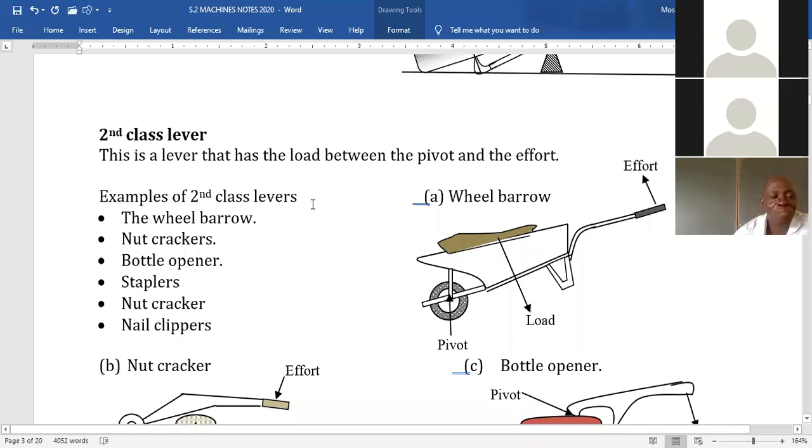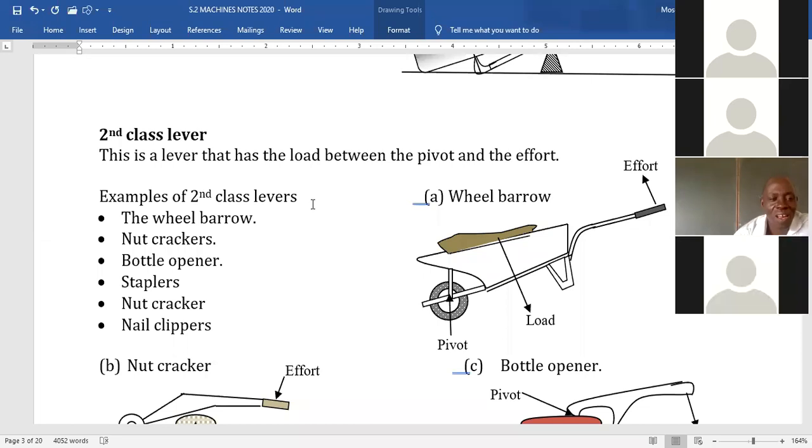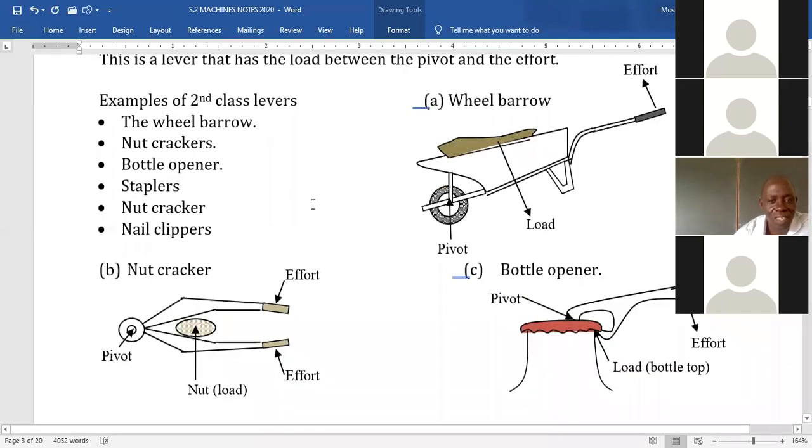Paula? Yes, sir. Second class levers. This lever has a load between the pivot and the effort. Examples: a wheelbarrow, a nutcracker, a bottle opener, a stapler, and nail clippers.